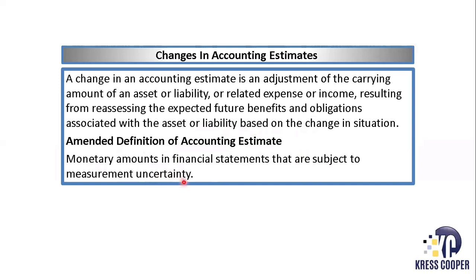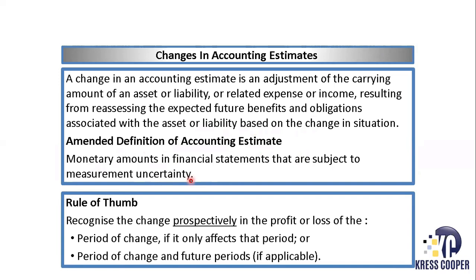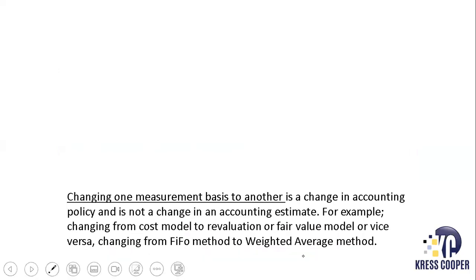to measurement uncertainties. The rule of thumb over here is that whenever we work out the change in accounting estimate, its accounting is always reflecting the reporting period and the future period if it is impacted. So recognize the change prospectively. It is termed as prospective treatment in the profit or loss of the period of the change, if it only affects that period, or the period of the change and the future if applicable.